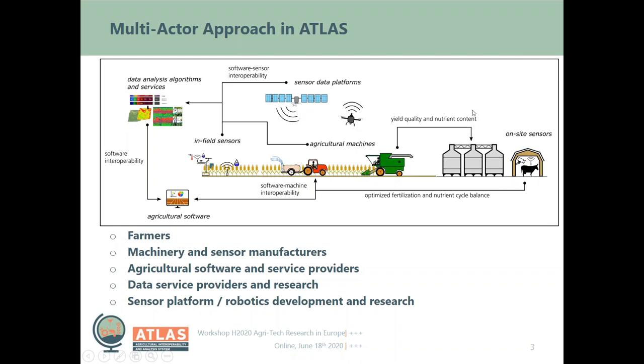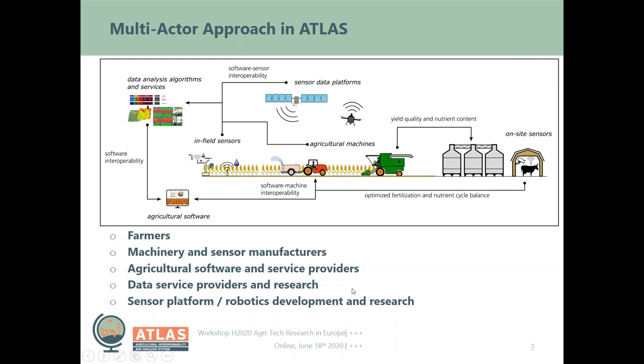It is, of course, envisioned to also connect the food processing industry to this. But currently, we are not completely ending up at the fork or on the spoon, so to say. But the actors we have here in ATLAS are, of course, the farmers. They run the farm. They do the work there. We have machinery and sensor manufacturers which are delivering tools to support the farmers' work. Also the agricultural software and service providers which are part of that value chain, which provide tools to the farmer, and of course the farmer pays for this.